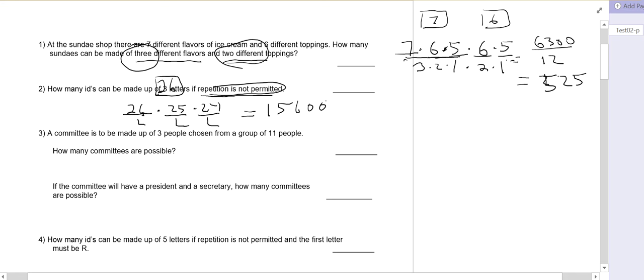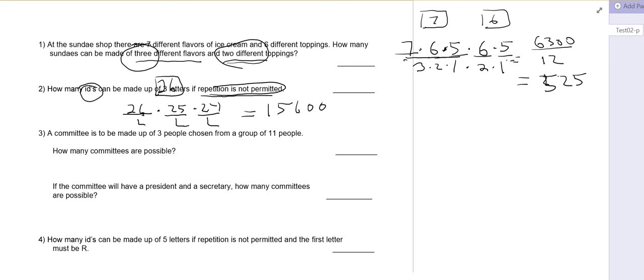Now, what did I forget? I forgot to say, is there order? That is, does it matter if A comes before B? And it does, because it's an ID. Think of a name, okay? Pat, P-A-T, is different than Tap, T-A-P, right? All right, if your name's Pat, you wouldn't want somebody to call you Tap, right? So there's order when you have IDs, passwords, license plates, names, etc. That's number 2. Moving on to the next one, we have a committee.